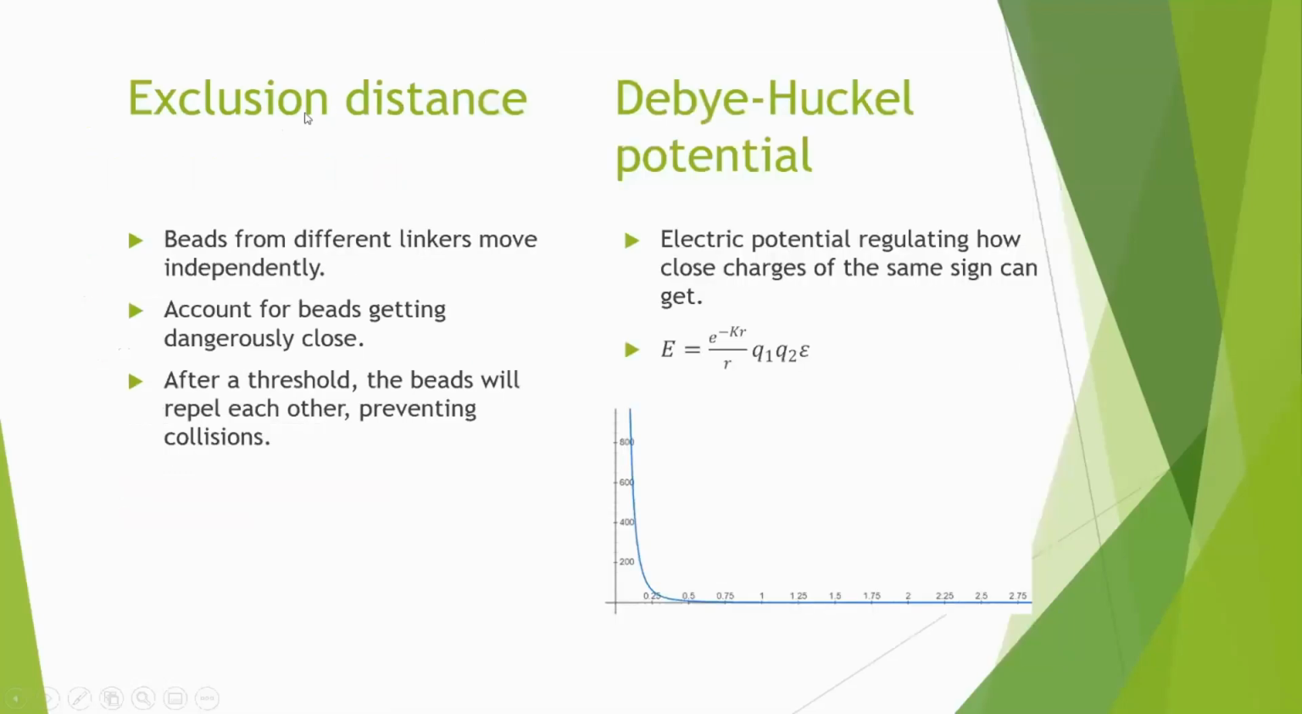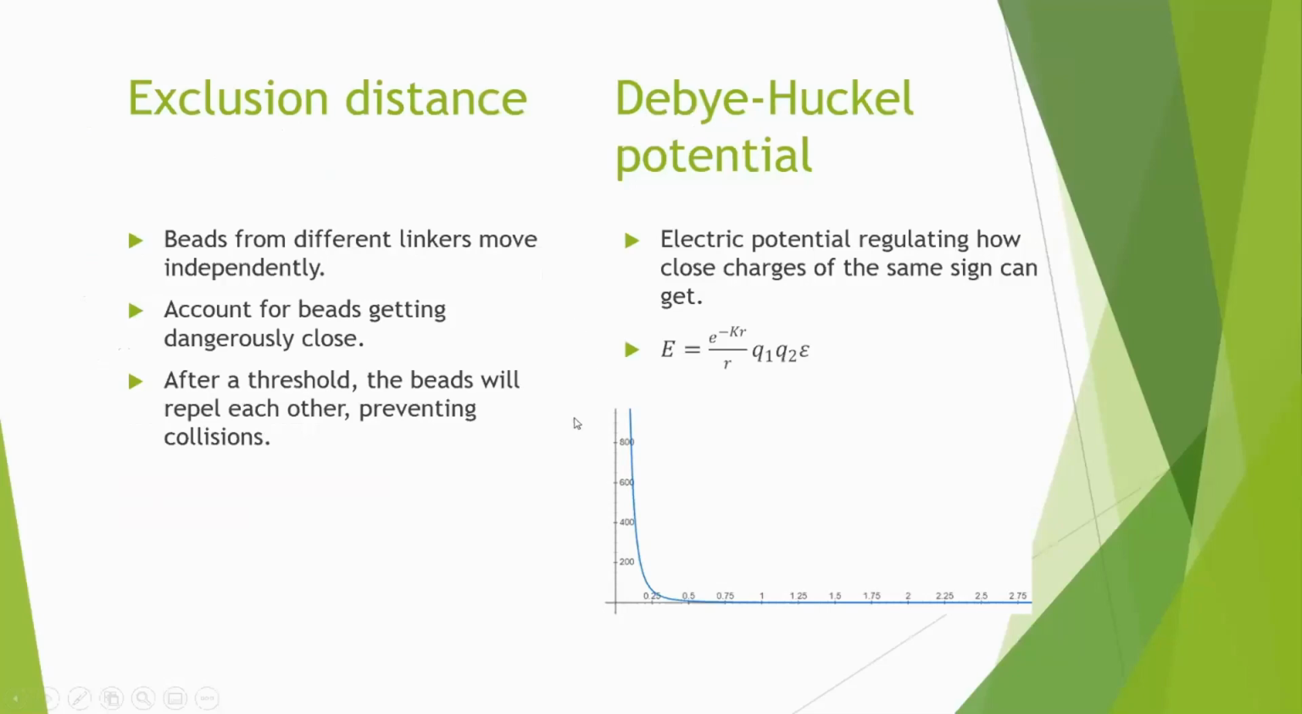Lastly, we have to consider exclusion distance and some amount of electric potential. In this case, we model it with the vehicle. Both of these fulfill very similar roles. For exclusion distance, we account for bits from different linkers. Since they move independently, we need to account for when they might be getting dangerously close.